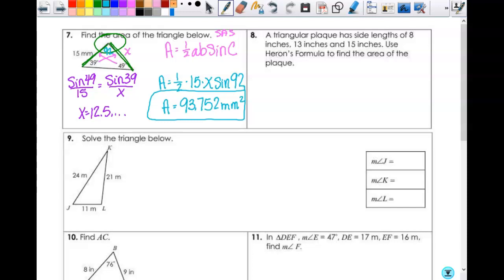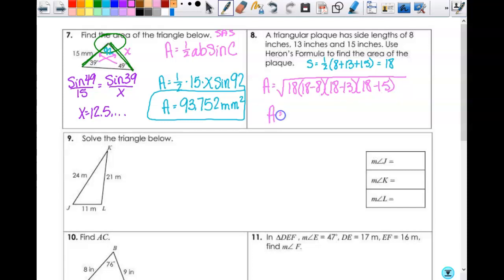Okay, so another area, this time I'm using Heron's formula because I have 3 sides, so I have to find the semi-perimeter first. It's going to be half the perimeter, so half of 8 plus 13 plus 15, which is going to give me 18. Then I substitute it in the formula, which looks terrible, but it's pretty easy to remember. It's the semi-perimeter times that minus a side, and then do that for all the sides. Then it's 18 minus 13, then it's 18 minus 15, and I can type all that in at once in my calculator.